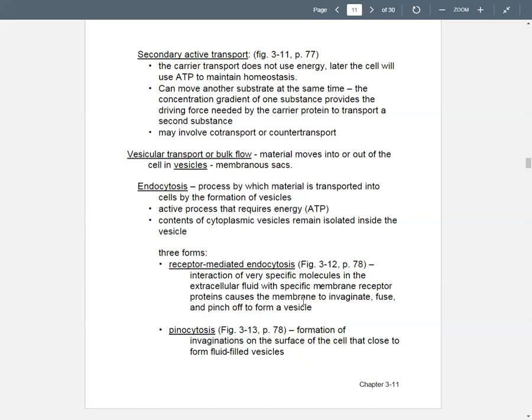You also have pinocytosis. Pino means drink. So you have formation of these invaginations on your cell surface, and they close to form vesicles that are filled with fluid. The drinking, cell drinking, of cytosol.